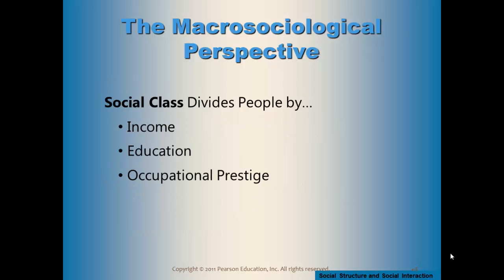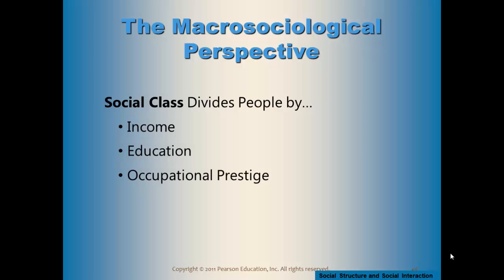Another piece of the macro-sociological perspective is our social class. We often think of social class in terms of income, and income is one of those features that divides people, but there are other features that help to divide us in social class, and that is our level of education and our occupation and the prestige of our occupation.